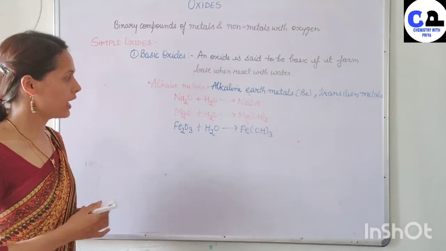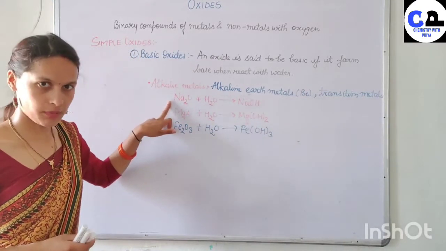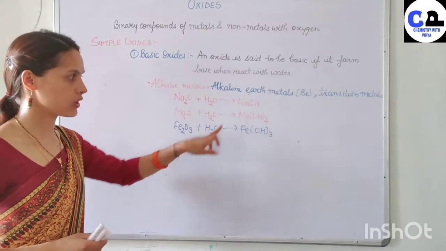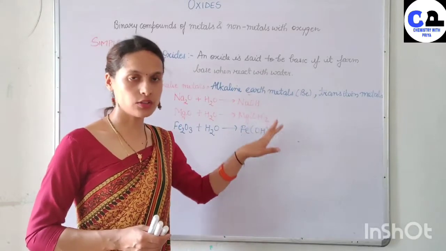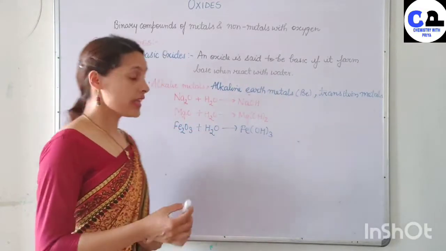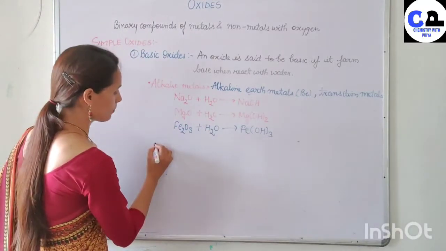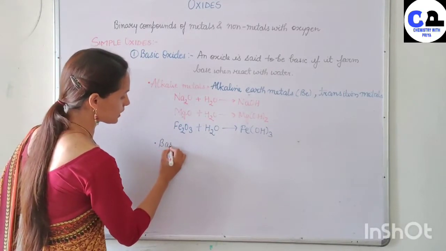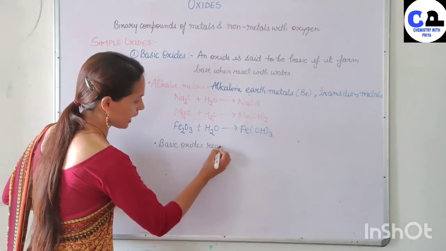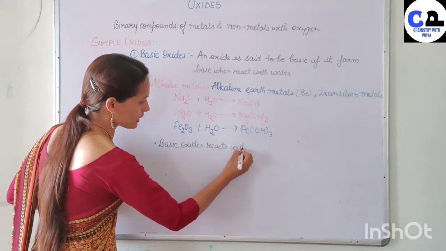So in this way, the oxides of alkali metal, alkaline earth metal, and transition metal, when they react with water, form a base, and because of this, these oxides are known as basic oxides. When the basic oxides react with acid, they form salt and water.